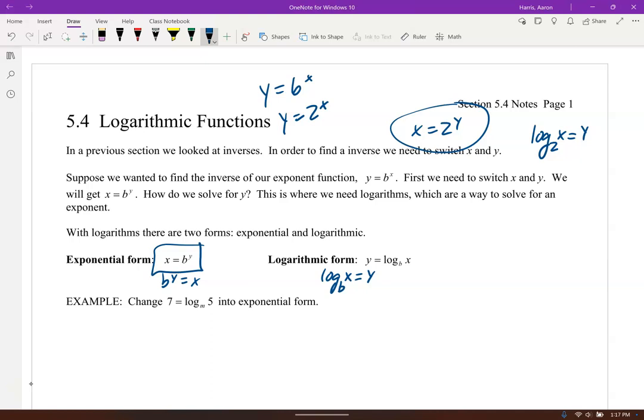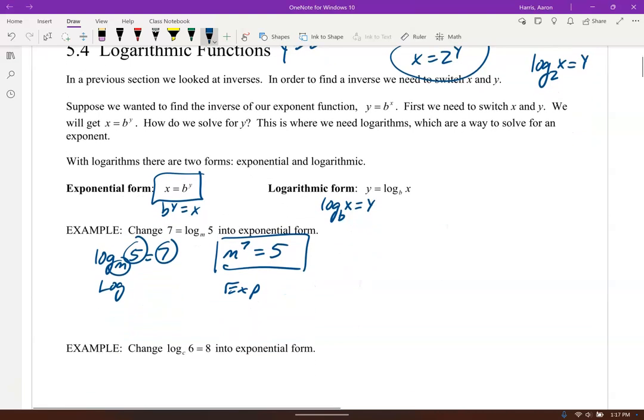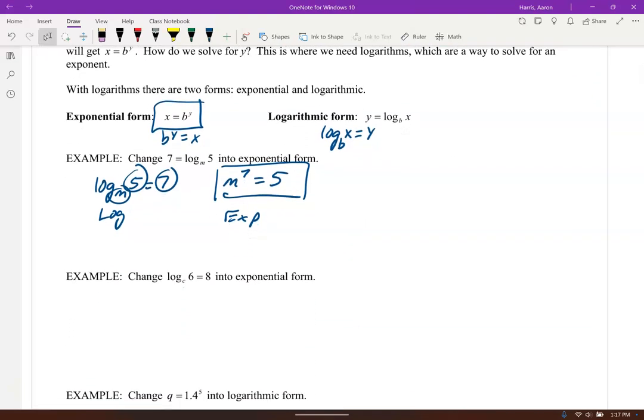So this one here we have log base m of 5 equals 7. I'm sorry, I wrote that wrong. Log base m of 5 is 7. So this is the log form. So the exponential form would be m to the 7 equals 5. There's our exponential form. That's how I remember that, at least. Here's the next one. Here's the logarithmic form. So the exponential form of that logarithm would be c to the 8 equals 6. Okay.